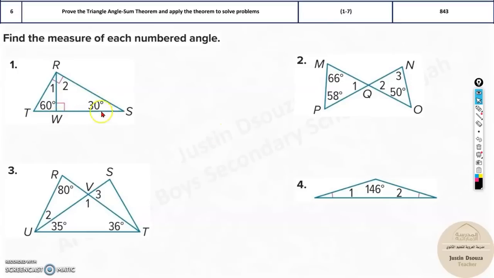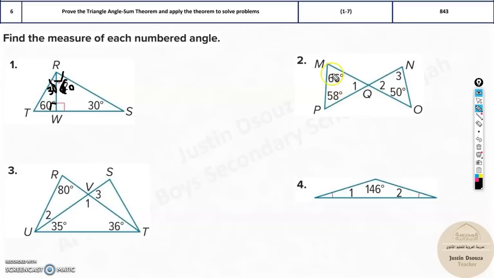I'll just quickly tell you how to solve it if you're getting confused. You know one angle over here, this is 90, two angles are known. The total sum must be 180 degrees. So 180 minus 90 is 90, minus 30 is 60. So angle number 2 is 60 over here. Same way over here, you know this is 90, so this will also be 90 on the left side. 90 plus 60 is 150. 180 minus 150, this will be 30. So that's how we can do it.